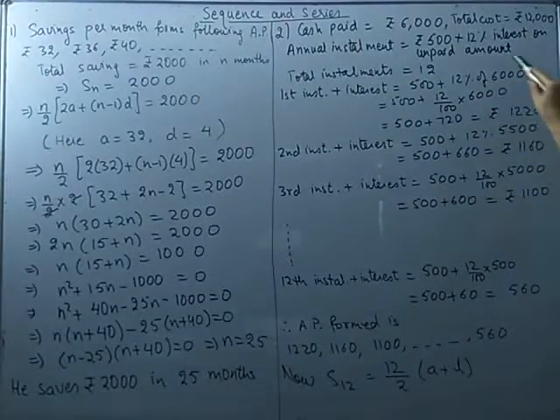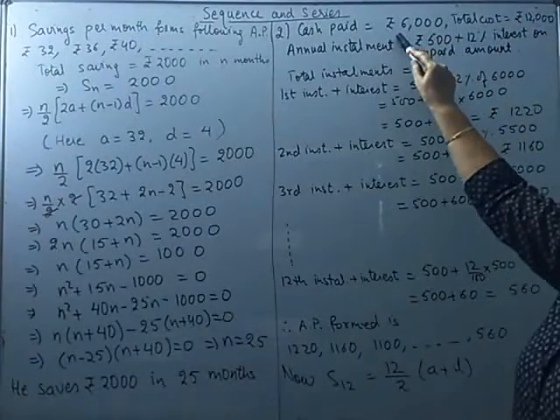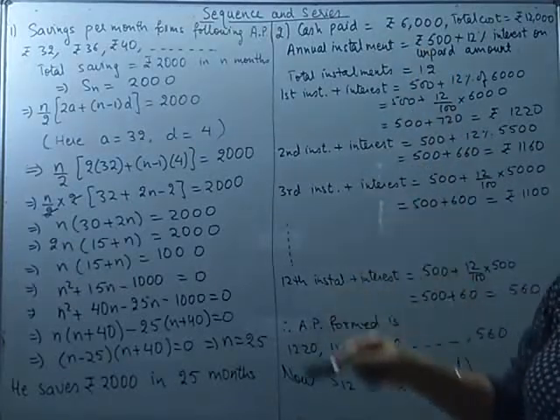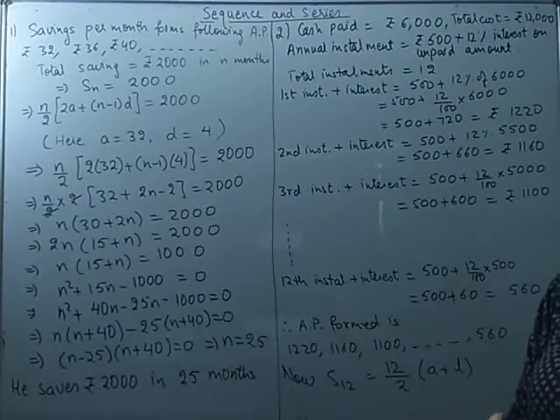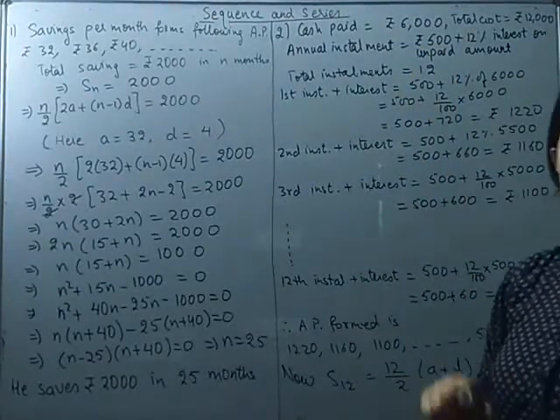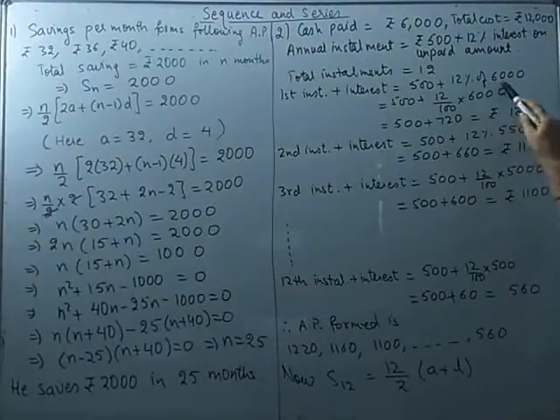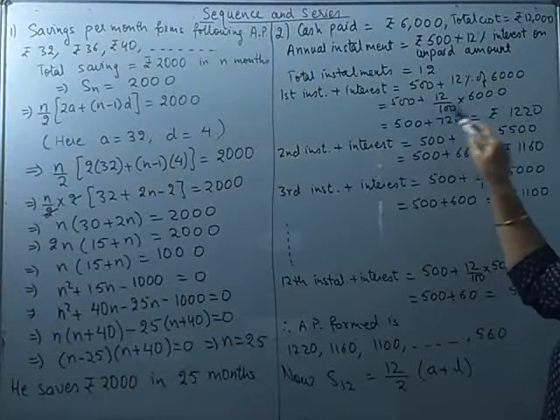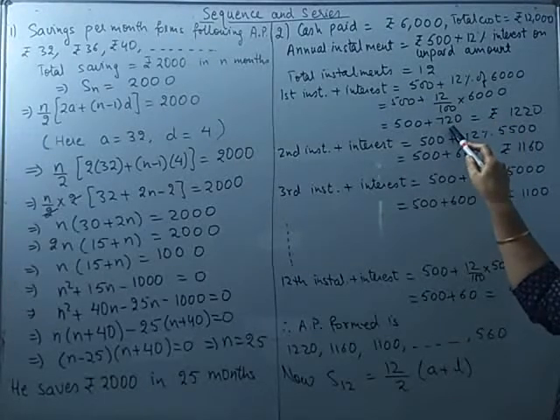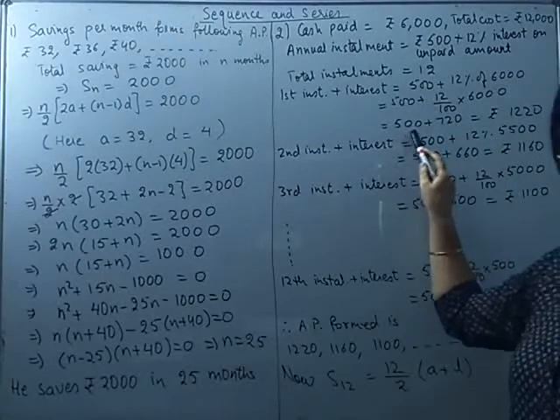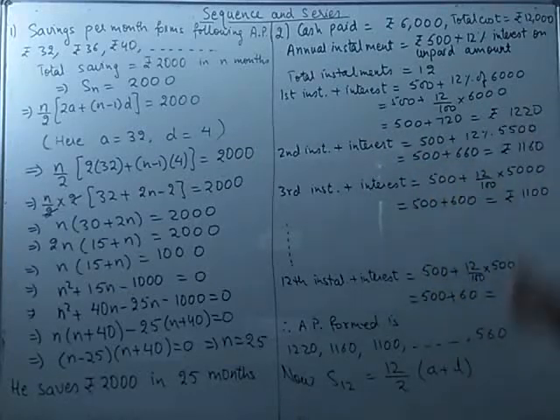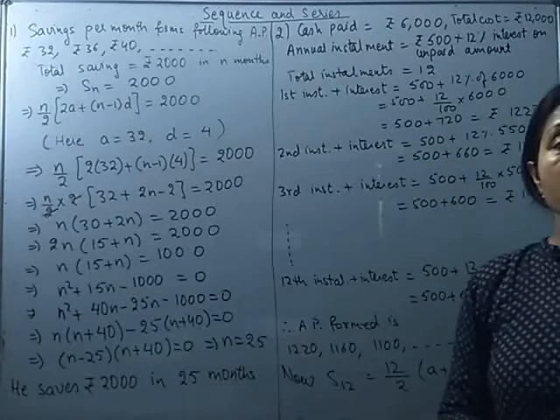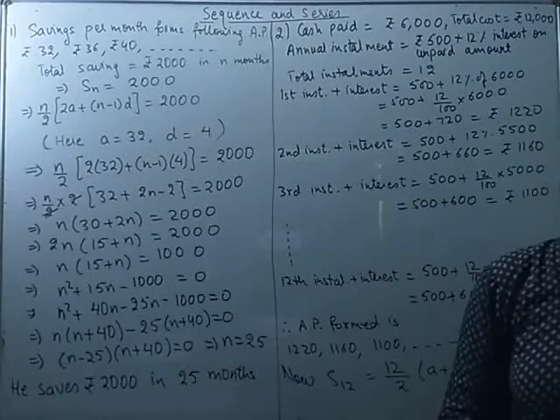Now what is this unpaid amount? Total cost was 12,000 and 6,000 he has paid. So the unpaid amount when he was giving the first installment was rupees 6,000. So 12% of 6,000 is the interest. Now on solving this, 12% of 6,000 comes out to be 720 plus the installment amount 500. That means he is paying rupees 1220 at the end of the first year.